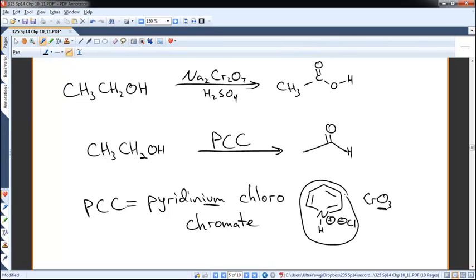The presence of this pyridinium kind of tweaks the oxidation reduction chemistry of the chromate, so it can't take the primary alcohol and go all the way to the acetic acid, the carboxylic acid, like dichromate can do. Rather, it's weakened, it's hampered, and so it can only take the primary alcohol and stop at the aldehyde. So it stops here. It can't do all that extra stuff. And that's one of the benefits of pyridinium chlorochromate versus sodium dichromate or potassium dichromate.